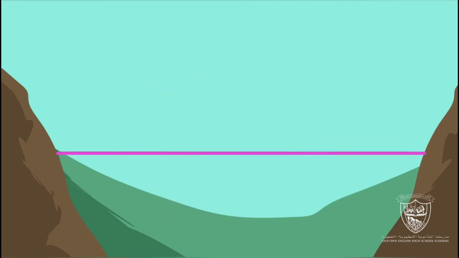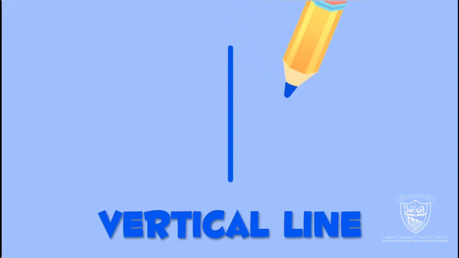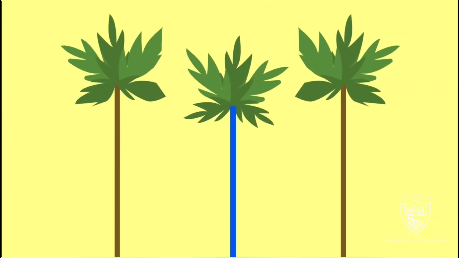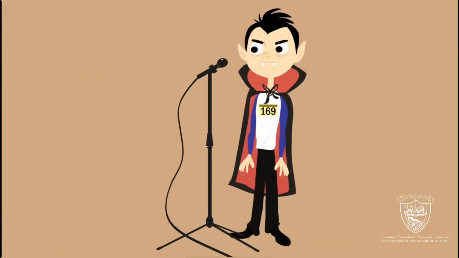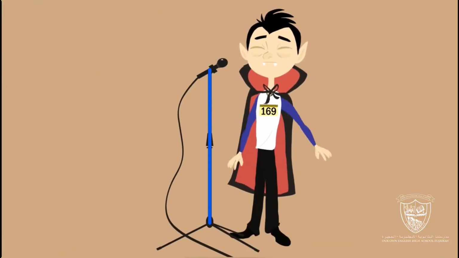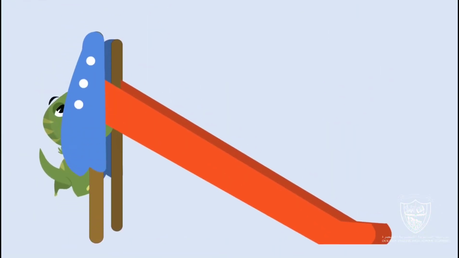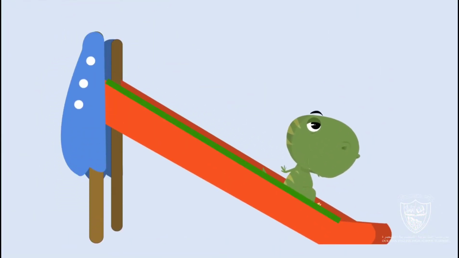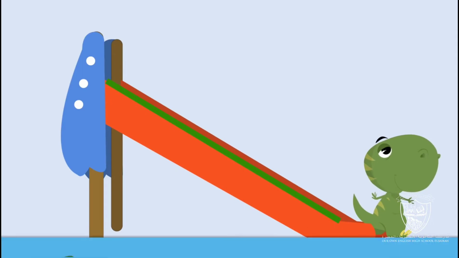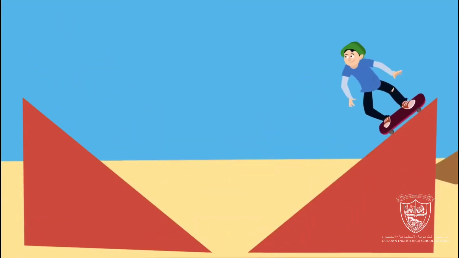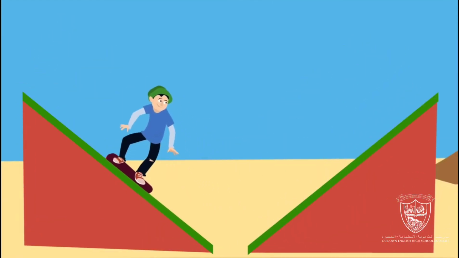Whoops! Now this is a vertical line. Vertical lines look like the trunk of this palm tree, or like this microphone stand. This is an oblique line. Oblique lines look like this slide, or like this skateboarding ramp. Wow, so fast!